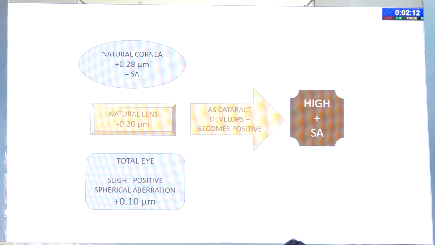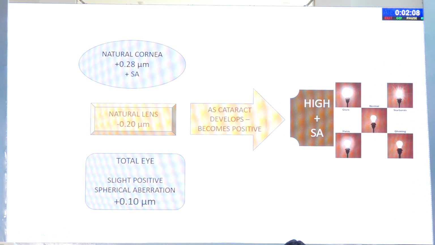Customizing IOLs is actually a role of aberrometry. I think others will be talking about it, but you can still do it with your topographer even if you don't have an aberrometer. Remember, your cornea has a slight positive spherical aberration, and your natural lens has a slight negative spherical aberration. So the total is slightly positive, plus 0.1. Once the cataract develops, it becomes highly positive because the lens becomes positive. That's the reason why most cataract patients have photopsic symptoms.